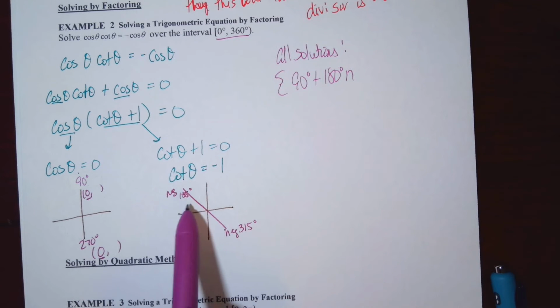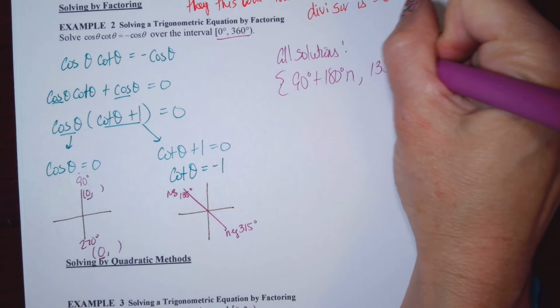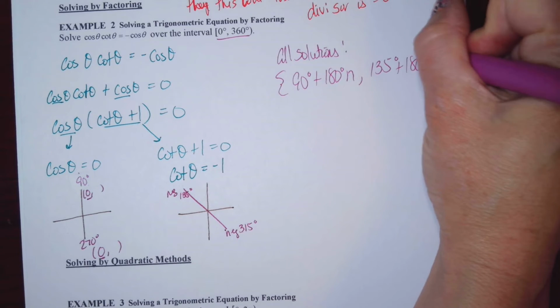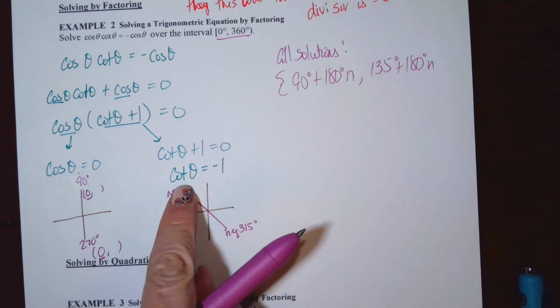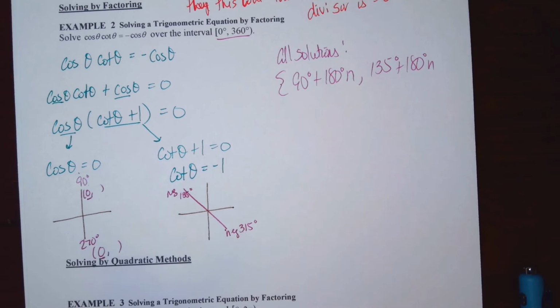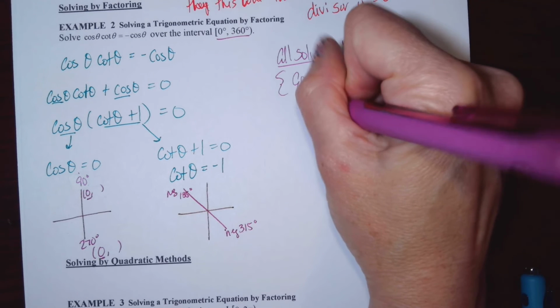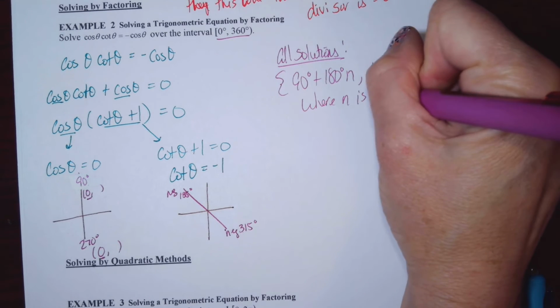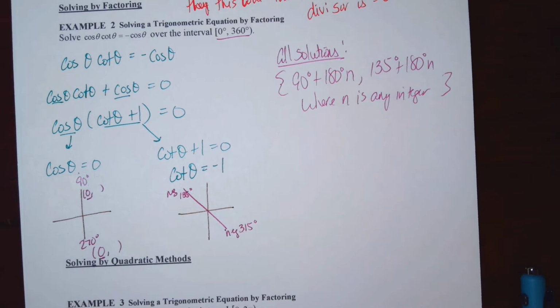Now we know that tangent and cotangent are periodic over pi, or over 180. So if I started at 135 degrees and I added rotations of 180, I'm going to pick up every angle that terminates at a place where the cotangent function value is -1. So that's my all solution statement where n is any integer, positive or negative whole number. So that's my all solution statements.